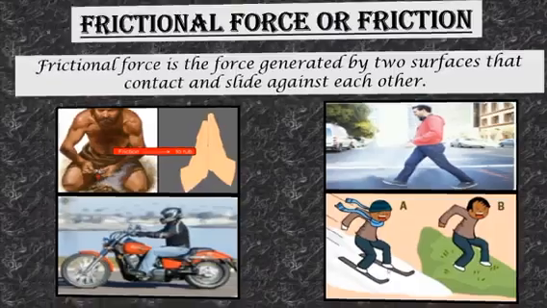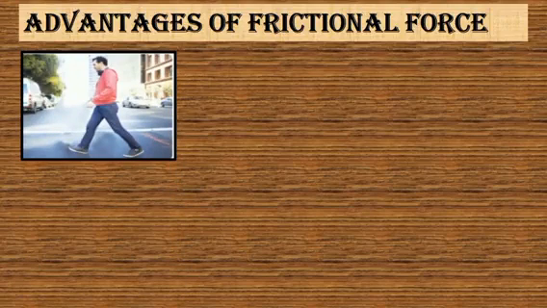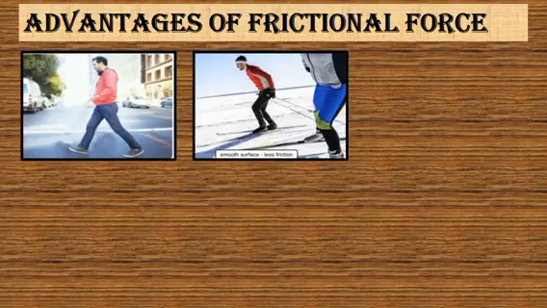Now, let us study some advantages and disadvantages of friction. Friction between our feet and ground helps us to walk. We find it difficult to walk on ice or on a smooth polished floor because the movement across these surfaces produces less friction. That is why we often slip on an icy ground or a wet floor.